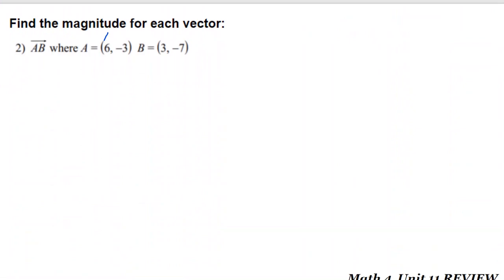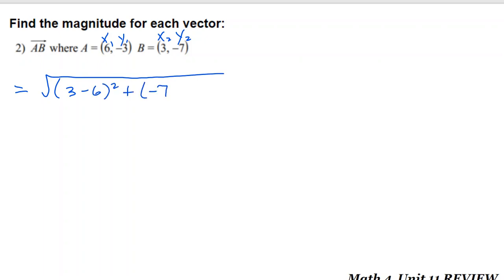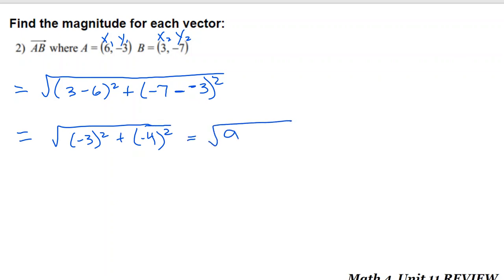The next one, we'll put in 3 minus 6, square that, -7 minus -3, square that. That's going to give us -3 squared plus -4 squared. That begins to look familiar because 3, 4, 5 is a Pythagorean triple. 3 squared plus 4 squared equals 5 squared.